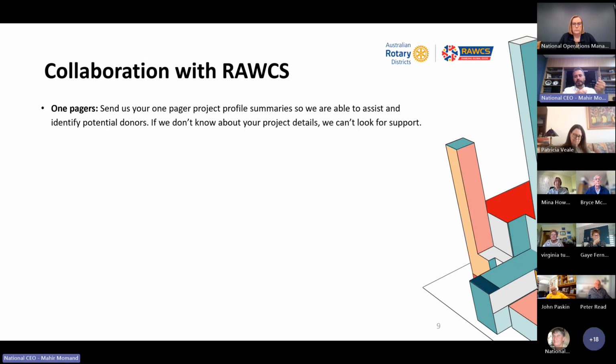Those one-pagers are also helping us when we go and talk to potential donors, because then we can remember that, okay, there is a particular project of ours, because there are 430 or so projects that RAWCS has.